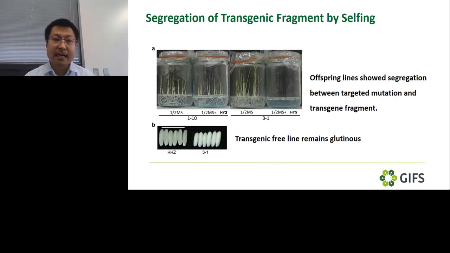Here is an example of how we segregated the transgene fragment by selfing. You can see 2 of the progeny lines, 1-10, still have the transgene, and 1-3-1 already lost the antibiotic resistance. That means the transgene part is gone. But when we analyze the seeds from the 1-3-1 line, you can see they are still glutinous rice. That means the mutation is still there, but the transgene part is already segregated.